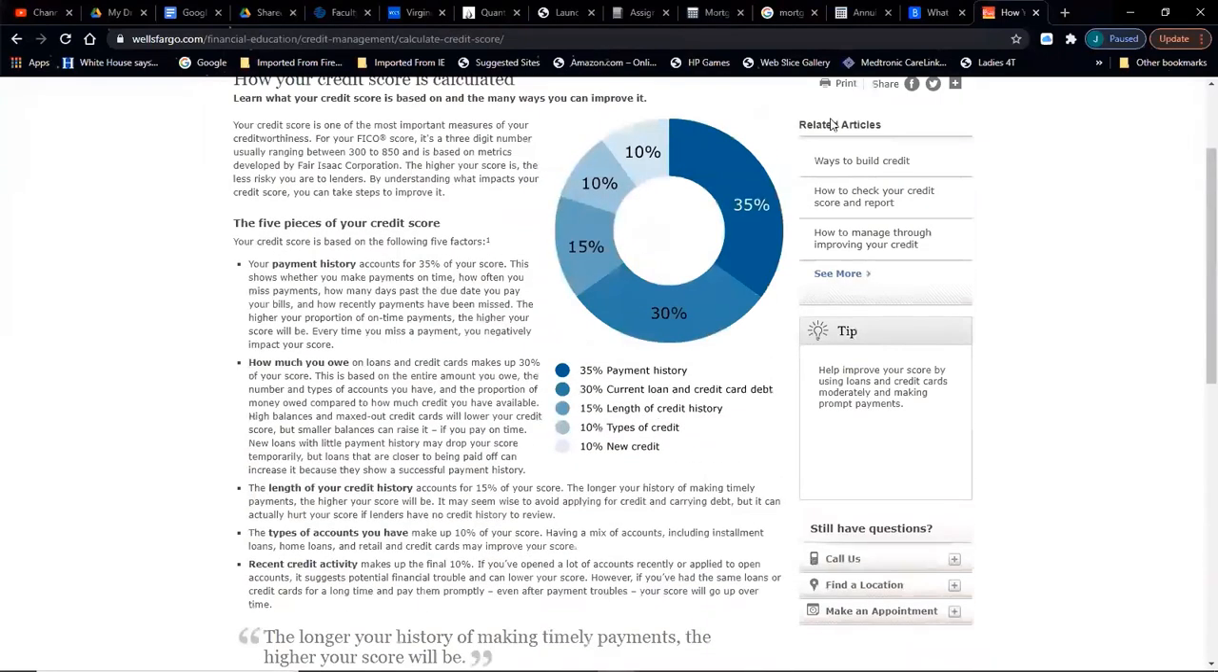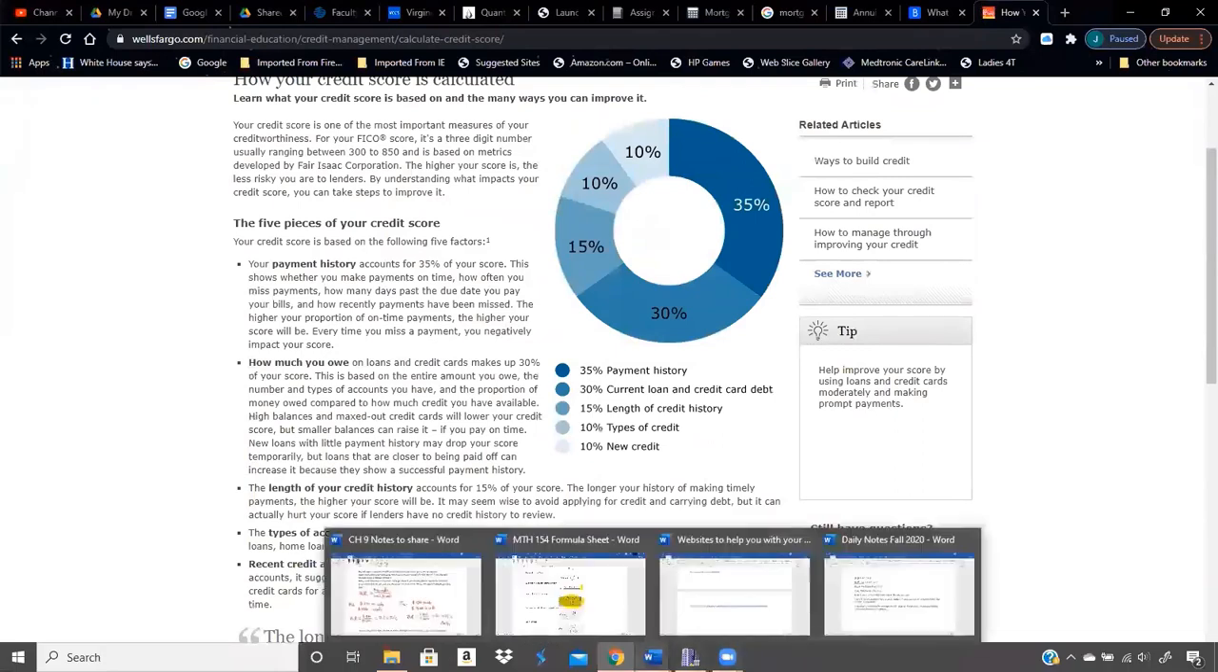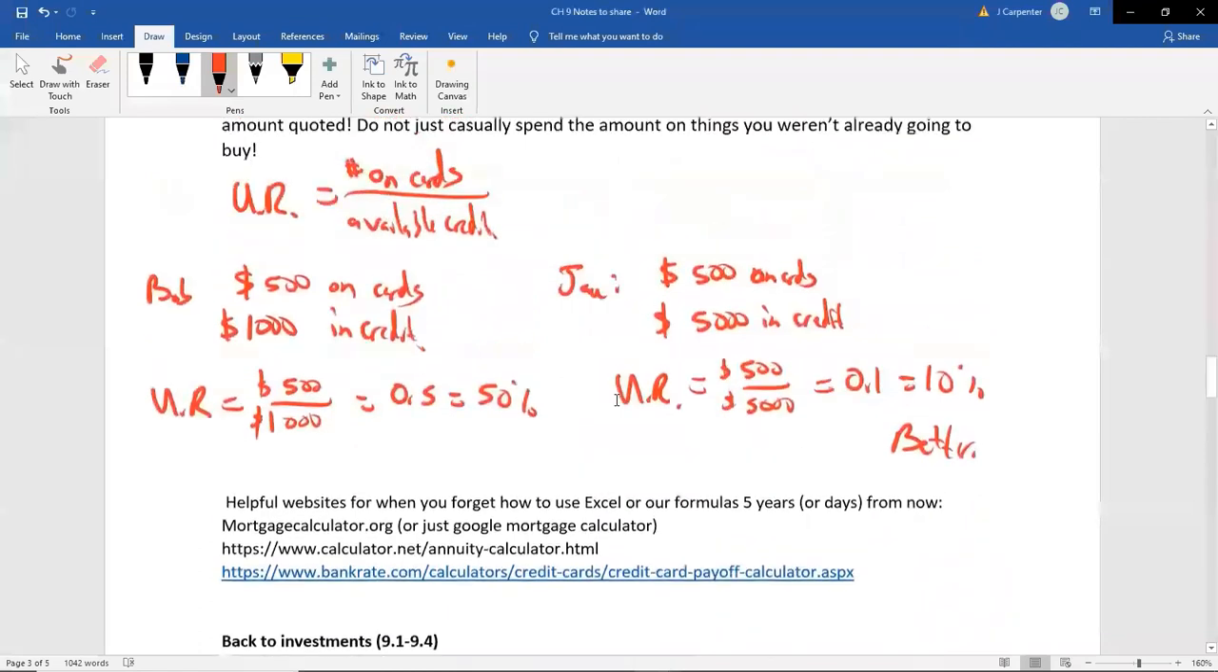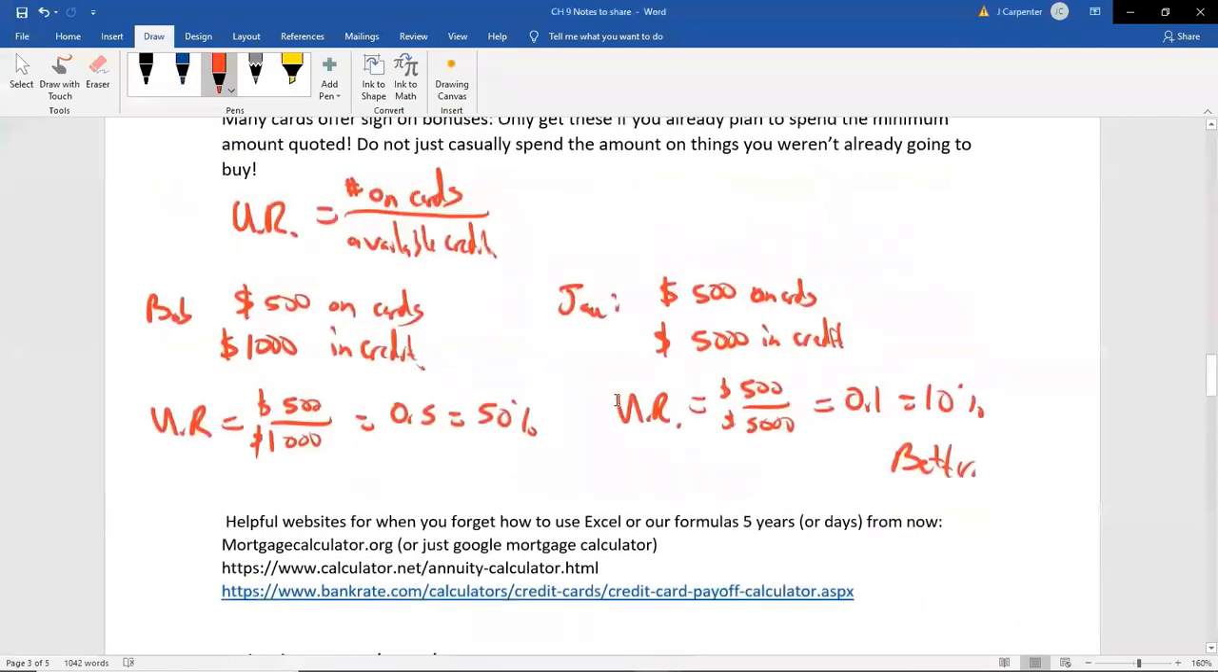All right. Anything else I want to point out from this section? I think that'll be good.